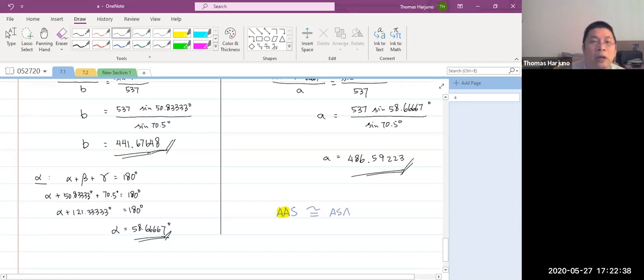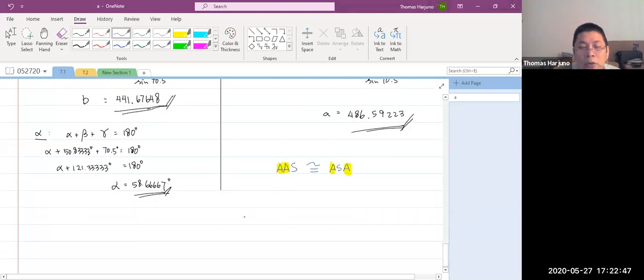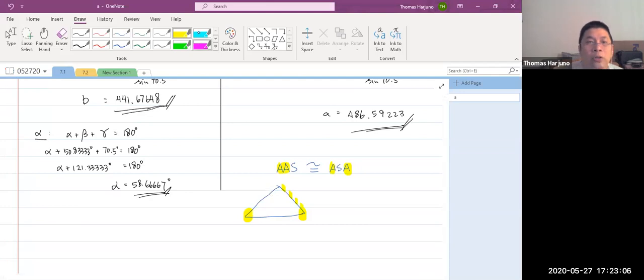Okay? Thomas, what's the difference between AAS and ASA? Now, the first one here is when we know two adjacent angles, and the side is not in between. So this is angle, angle, side. But what I'm trying to say earlier is, if we know two angles, we consequently also know the third angle.